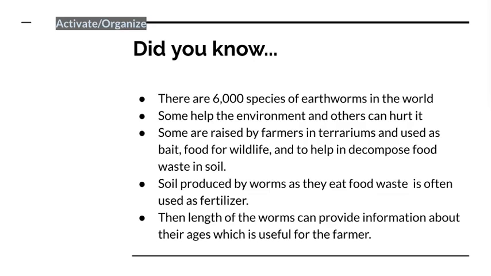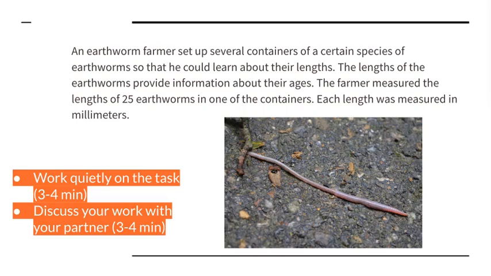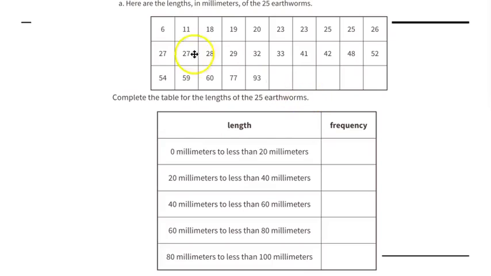There's some great information. You can pause there if you want to look at it, but we've got to move on. An earthworm farmer set up several containers of a certain species of earthworms so he could learn about their lengths. The lengths provide information about their ages. The farmer measured the lengths of 25 earthworms in one container. He measured them in millimeters. Okay, so here are their lengths. Conveniently, he organized it already for us in detail.